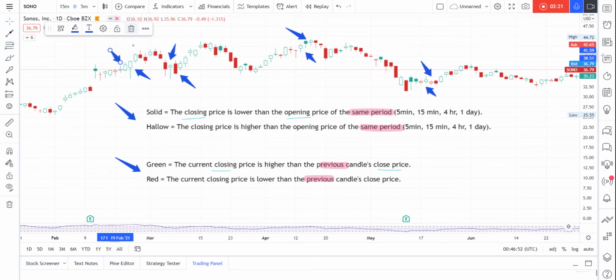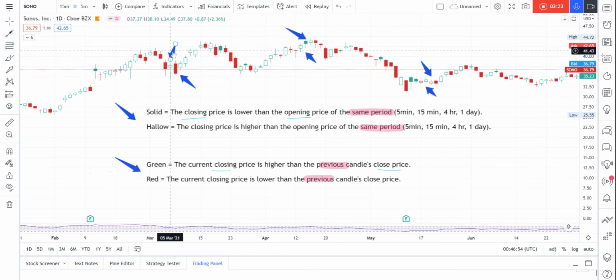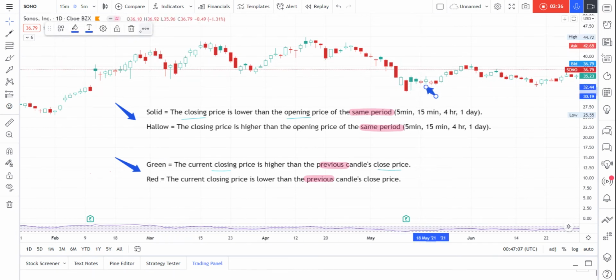So let me delete this. Then we're going to talk about how the combination of these two could give us some insight. So let's combine these two together.